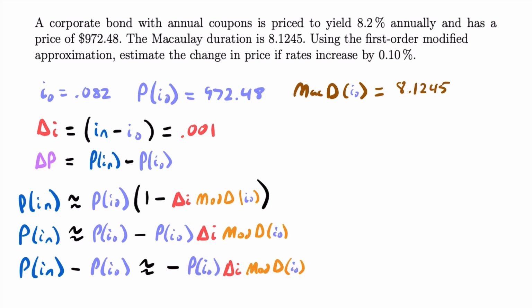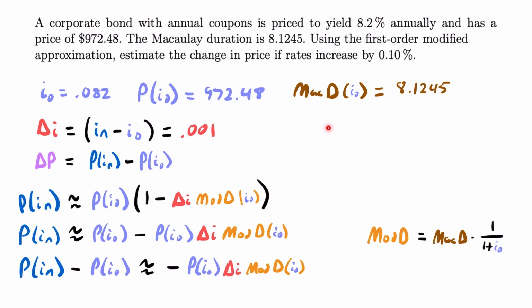We have the original price, we have delta I, but we don't have the modified duration. We have the Macaulay duration, but we don't have the modified duration, so we will need to convert that. If you watched the previous example, then you should remember that the Macaulay duration and the modified duration are related. We can easily convert between the two. Remember the relationship that the modified duration is equal to the Macaulay duration multiplied by a present value factor, which in this case we would just be multiplying by 1 divided by 1 plus that original interest rate, I naught.